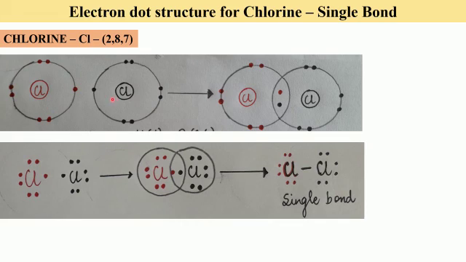So here we have shown two atoms of chlorine with 7 electrons in the valence shell. This also has got 7 electrons. Now each chlorine will share 1 electron each. So if they share 1 electron each, then they can establish octet in their respective shells and achieve the state of stability.